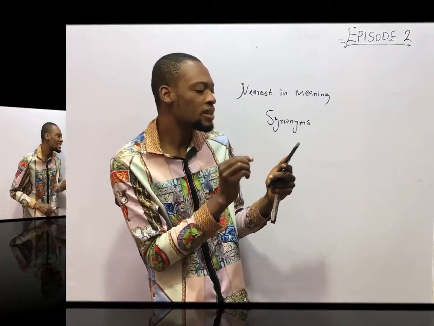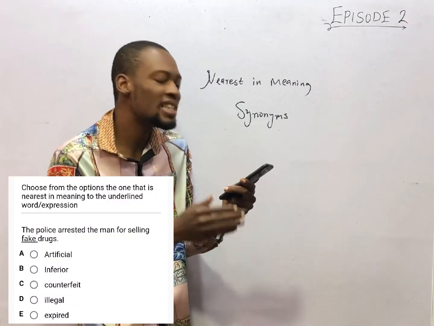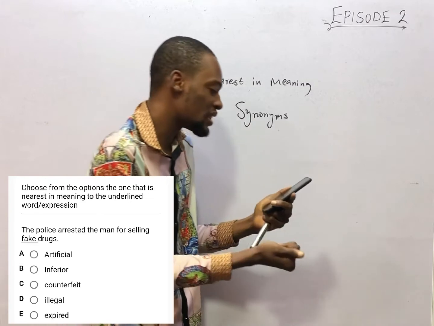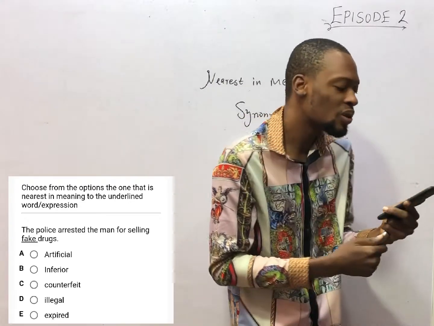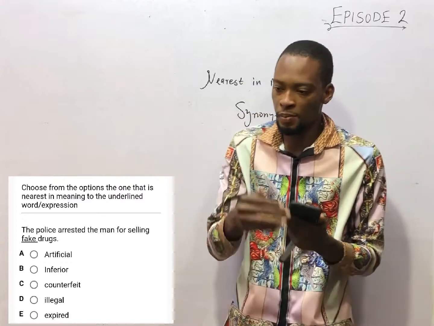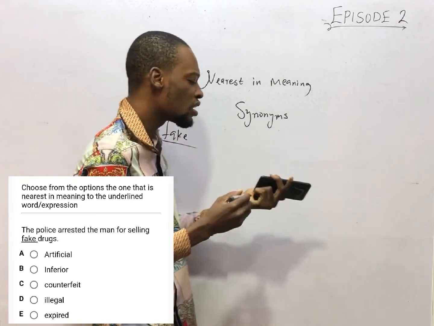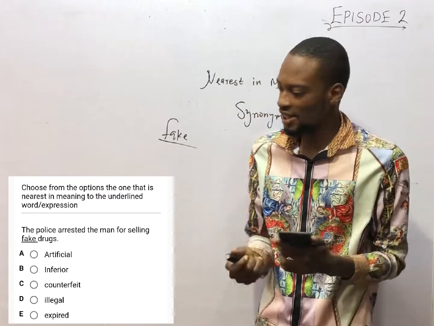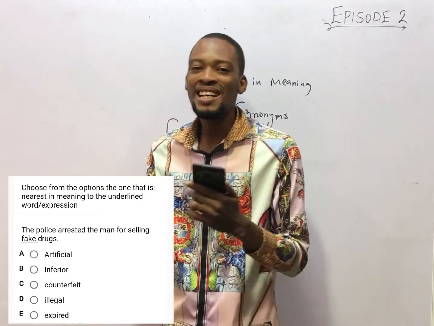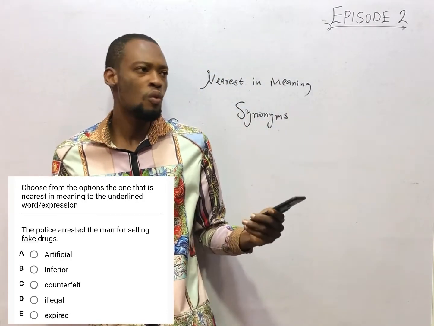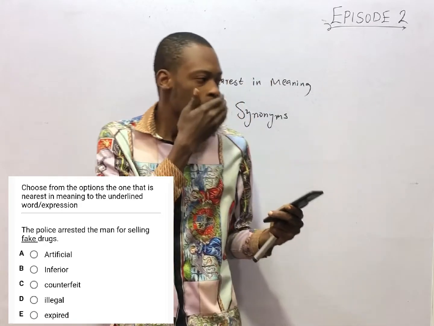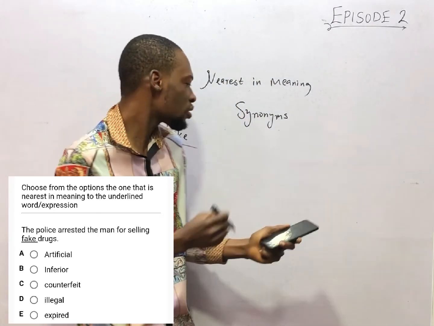This question says, choose from the options the one that is nearest in meaning to the underlined word or expression. The police arrested the man for selling fake drugs. The word underlined is fake, which means from options A, B, C, D, and E, we need to look for the word that is nearest in meaning to fake. What is fake? Fake simply means not the original drugs, not original.